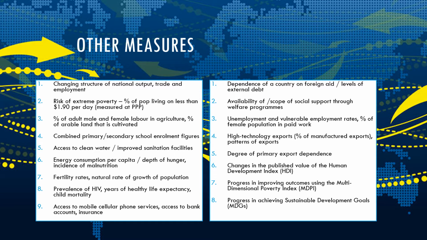There are a whole range of other measures we might look at in order to measure development. We might look at the structure of output, trade and employment. Do they trade a lot? What sort of goods are they trading in? Do they add value? We can look at the extreme poverty levels. We can look at the percentage of male and female workers in agriculture. We can look at the primary, secondary school enrollment figures, access to clean water, how much energy is consumed, fertility rates. We can look at disease, access to mobile phones, bank account services, these sorts of things.